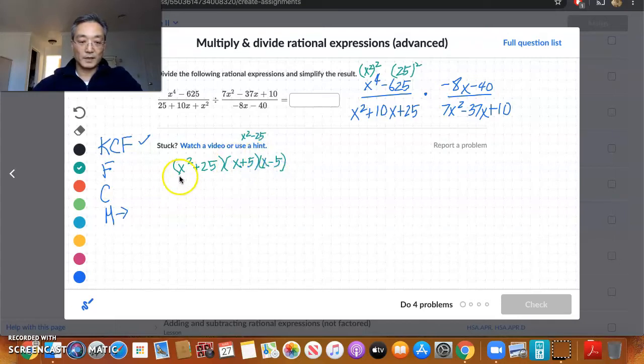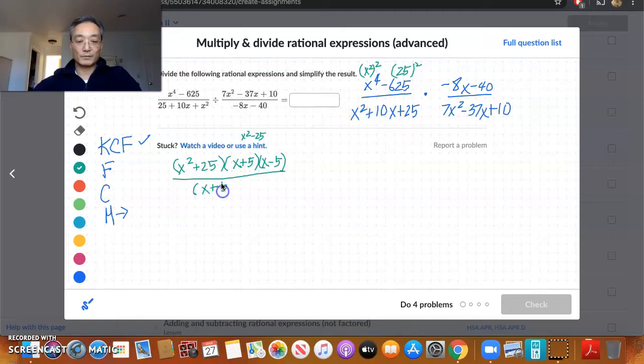And now let's factor the bottom. So this here is 25, so it's 5 and 5. That's a perfect square trinomial, so x plus 5 times x plus 5. And now, here, I know that 8 goes into 40 five times, so I'm going to factor out a negative 8, so that I keep my x positive. If I factor out a negative 8, my x is positive, and that gives me x plus 5.